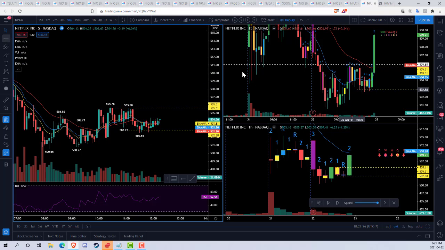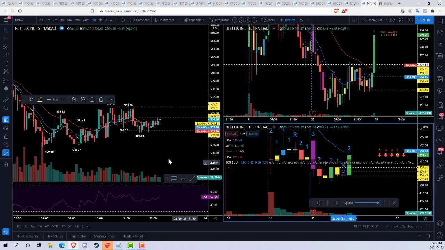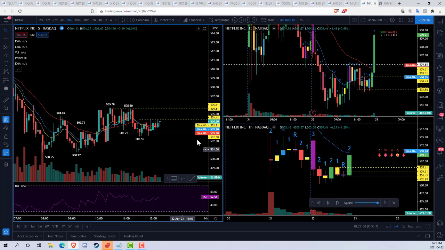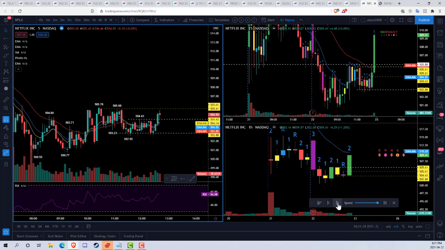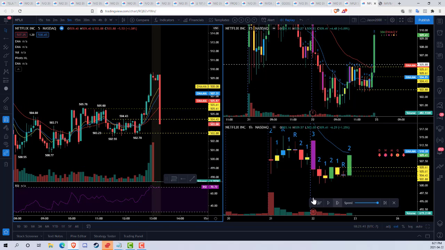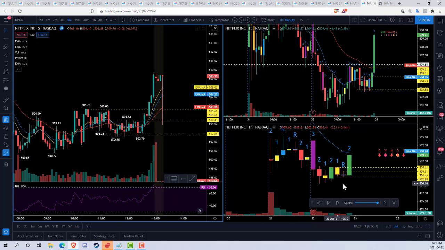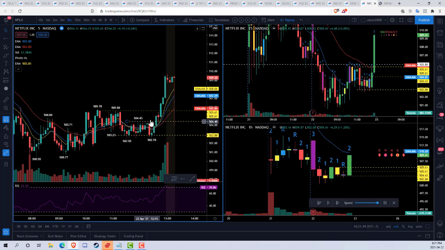So the actual signal for us to take this trade would have been 504.43, a double top 5-minute bull break. And what do we get? We get another little fake out, and we go right to the top, and we run away with it. So right into the end of the day, we can see this beautiful little reversal on the hourly time frame. Netflix triggering a trade from 504.43 right into the end of the day.